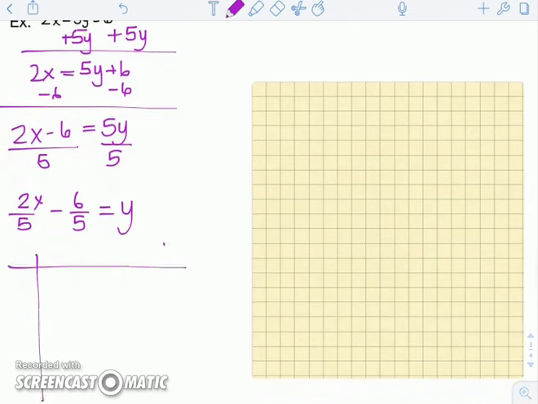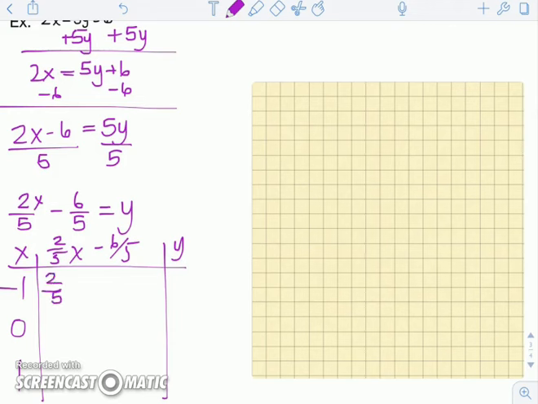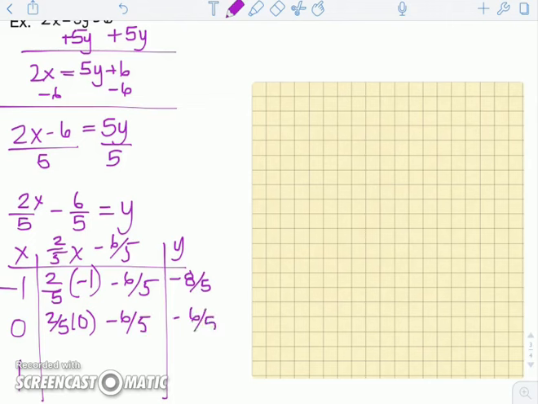This is going to get a little messy because we're looking at fractions here. So I'm looking at 2/5 x minus 6/5. I'm going to use -1, 0, and 1. 2/5 times -1 minus 6/5. Luckily, we already have a common denominator, so -2/5 minus 6/5 is -8/5. 2/5 times 0 minus 6/5 leaves me with -6/5. And then 2/5 times 1 minus 6/5 leaves me with -4/5.